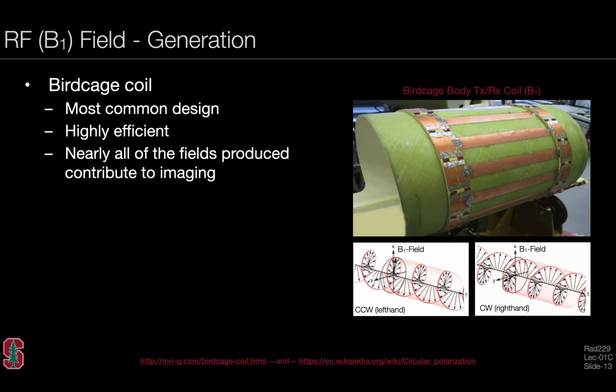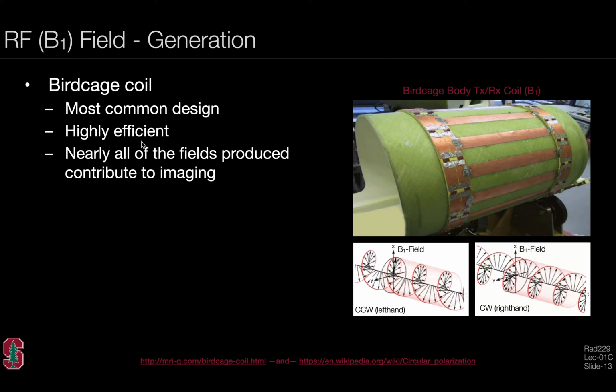So how are the B1 fields generated? Well, typically they're generated using what's called a birdcage coil. This is shown on the right-hand side here. This has a hoop and rung design with some capacitors and resistors as well. This is the most common design.